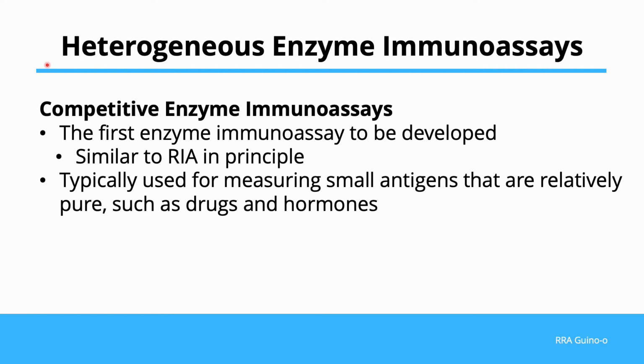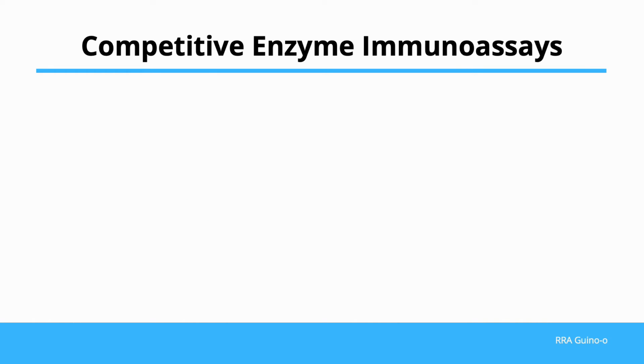Let's now move on to the different types of enzyme immunoassays. The first classification is the heterogeneous enzyme immunoassays, and under that we have the competitive enzyme immunoassay. This was the first enzyme immunoassay to be developed, and it is similar to our radioimmunoassay in principle. Typically, they are used for measuring small antigens that are relatively pure, like your drugs and hormones.